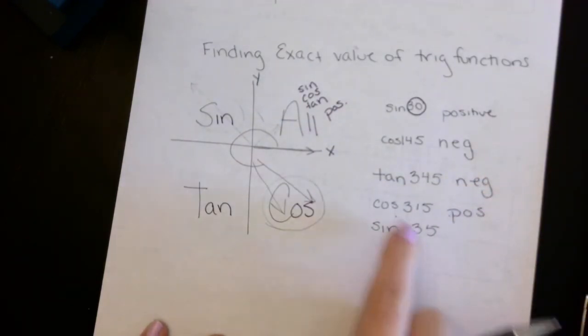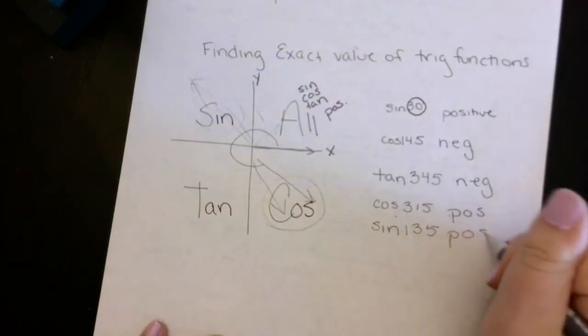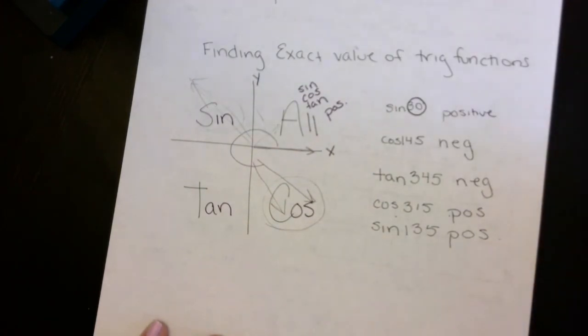And then sine of 135, somewhere up here, and again, sine is positive there. In the next couple of videos, we're going to show you how to find the exact values of these trig functions, and then from there we are going to determine whether they are positive or negative.